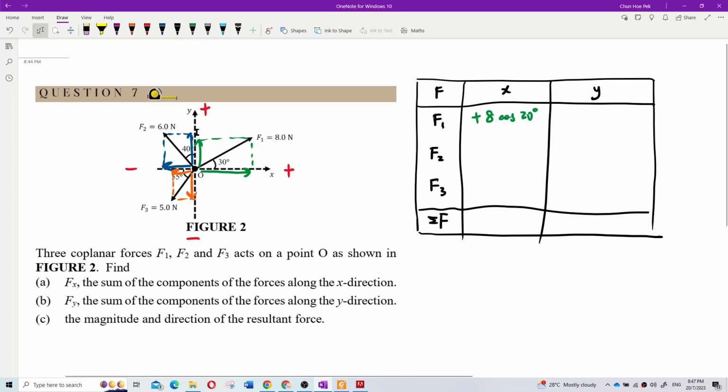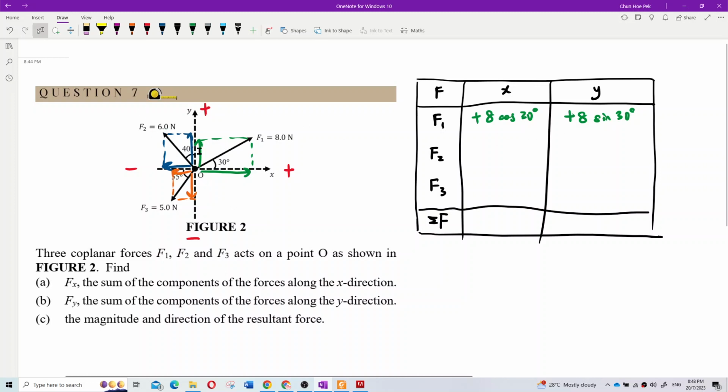And then the y component is opposite the angle. So the y component is sine theta. It is going up, and going up is positive. So 8 sine 30. That's it. We've done F1. Now F2.